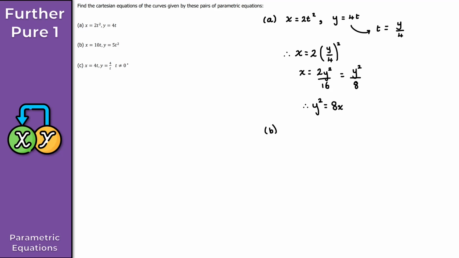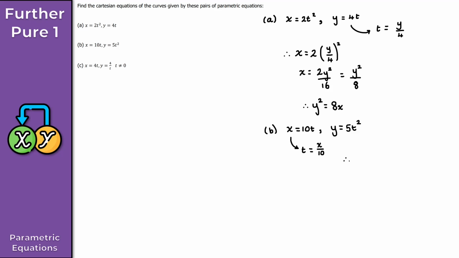Pretty similar for part B. Again, let's start by writing down the parametric equations. We have x equals 10t, and we also have y equals 5t squared. Again, I'm going to start by rearranging one of these two equations, choosing the easier of the two, which in this case would be x equals 10t. So what I get is t is equal to x over 10. And all we're going to do now is substitute that into this equation.